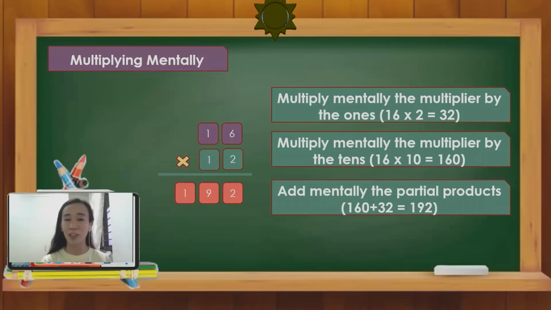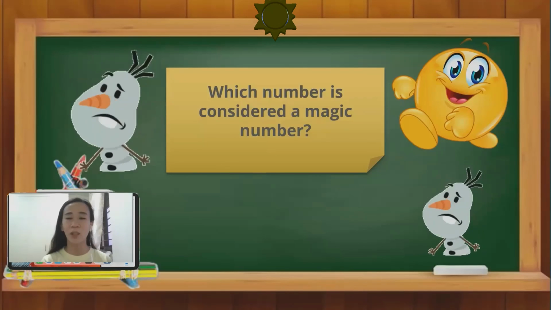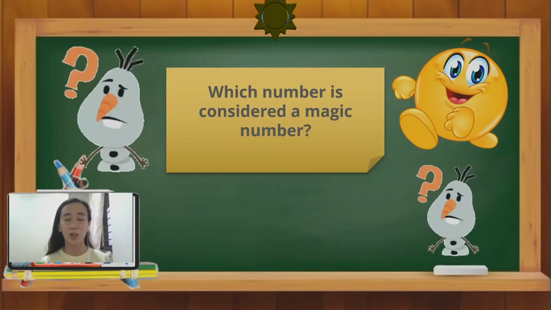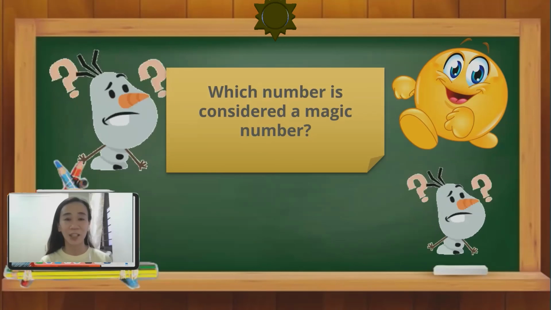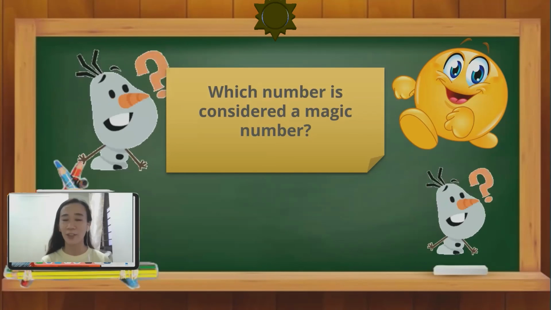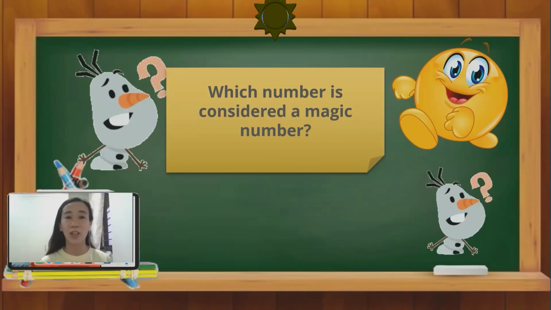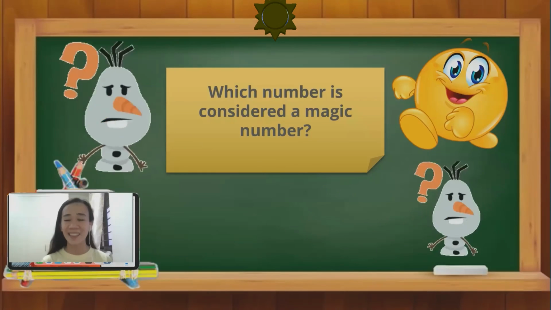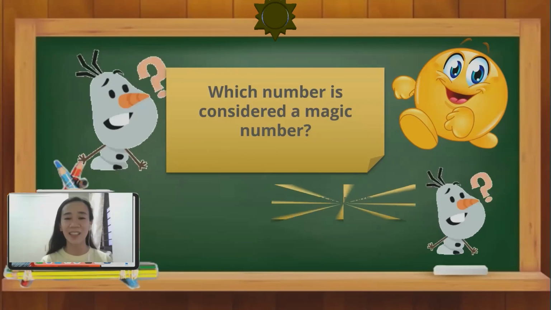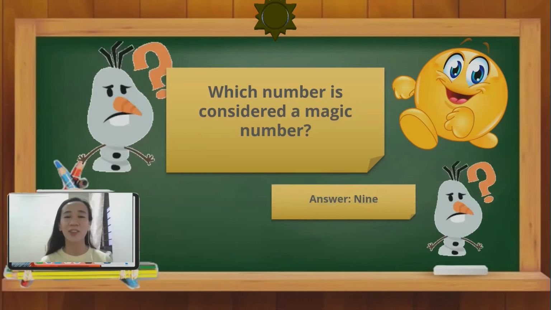Now, let us go back to our trivia. Which number is considered a magic number? What's your answer here, Guadans? Do you have your lucky guess? Let's see your answer. What's your answer here, Guadans? Excellent, Guadans. The answer is 9. 9 is considered a magic number.